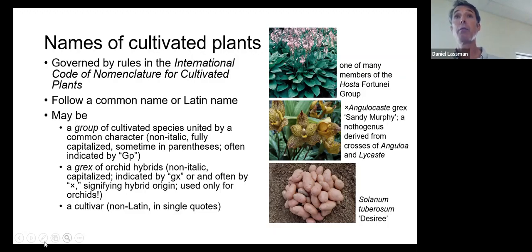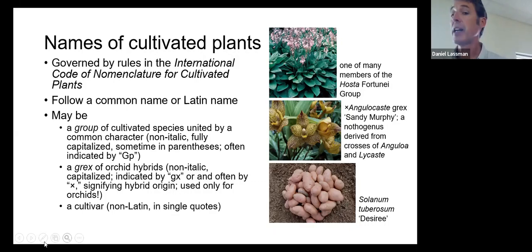And if you're an orchid breeder, you know about Grexes or Gregis. Grex is the Latin word for group; we get the word gregarious from it. And a Grex is usually a sort of hybrid swarm in which someone's taken a bunch of different species or genera and made new cultivars out of them. So this is a Angulocasste Grex, Sandy Murphy, a nothogenus, that is a new hybrid developed from crossing two different genera of orchids, Anguloa and Lycaste. The person who coined this name put them together as Angulocaste, and they indicate that it's a hybrid origin by putting that little multiplication sign in front of it. So one might read it as X Angulocaste, and that's a Grex.